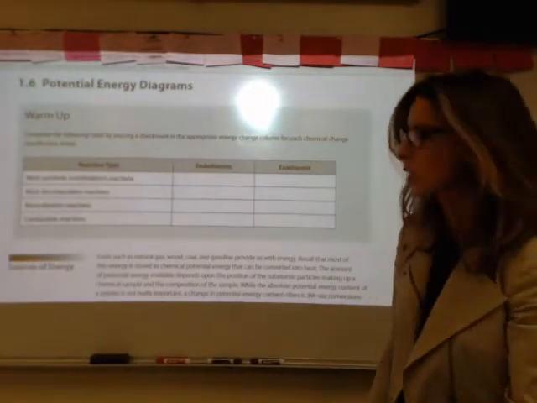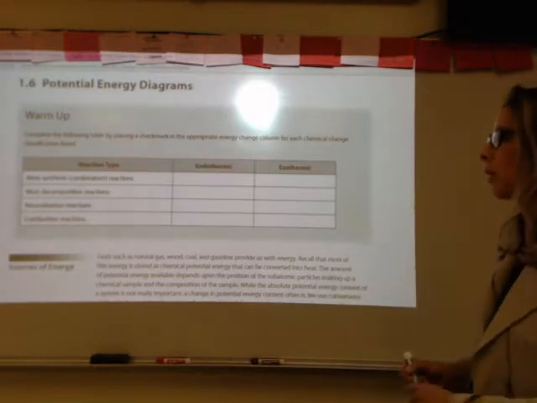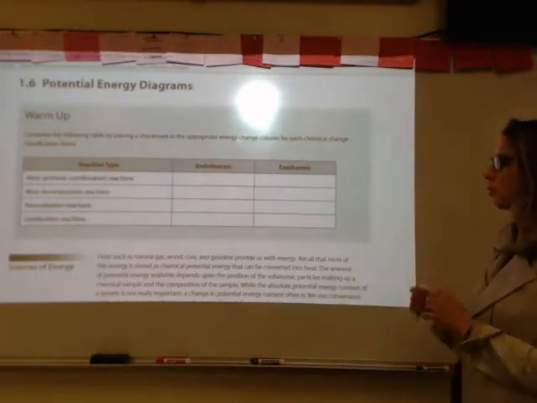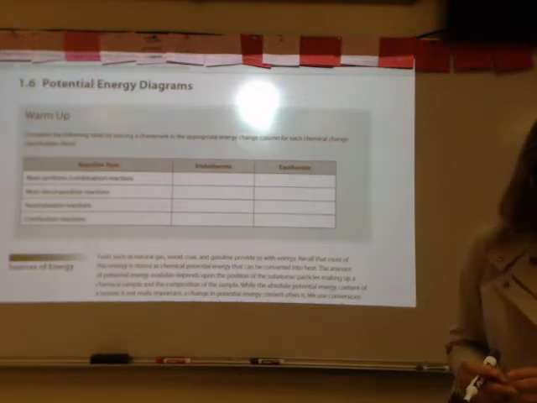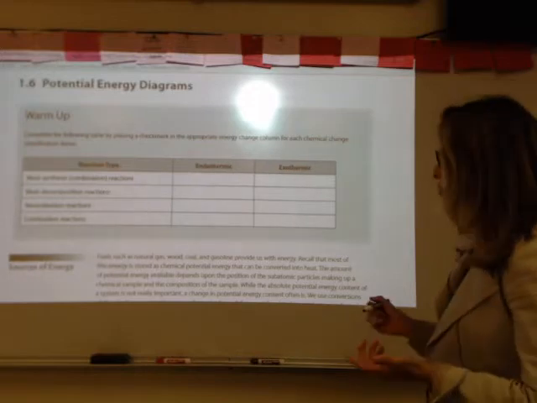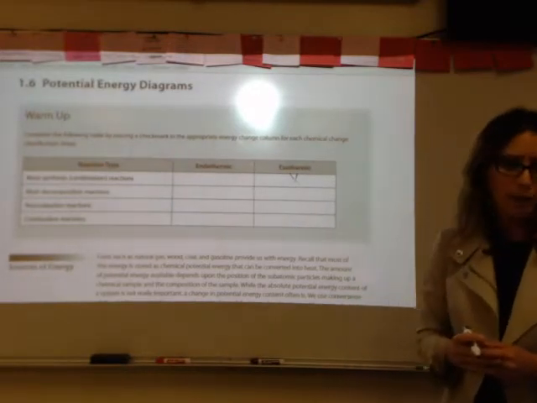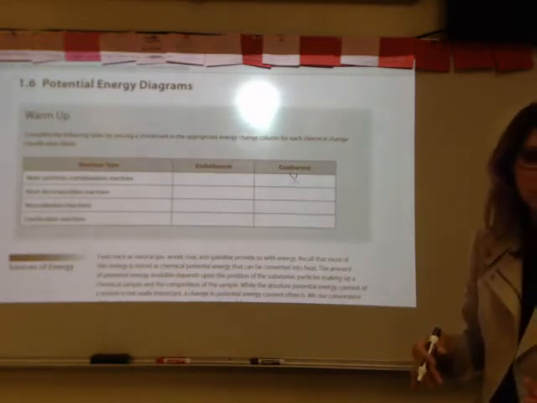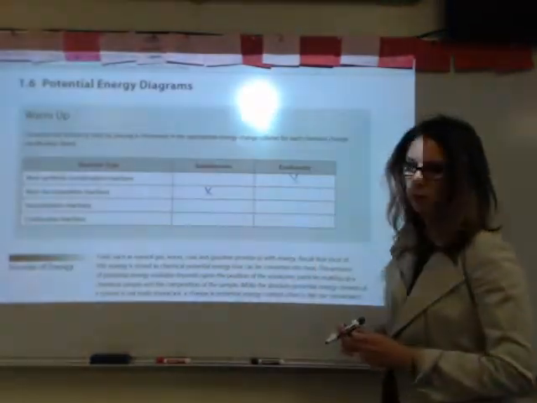Okay, we're looking at potential energy diagrams, and we're going to do the warm-up. It says complete the following table by placing a check mark in the appropriate energy change column for each chemical change classification listed. If we have a synthesis reaction, synthesis reactions tend to release heat, so this is exothermic. And then a decomposition reaction is the reverse of a synthesis reaction, so that means this would be endothermic.